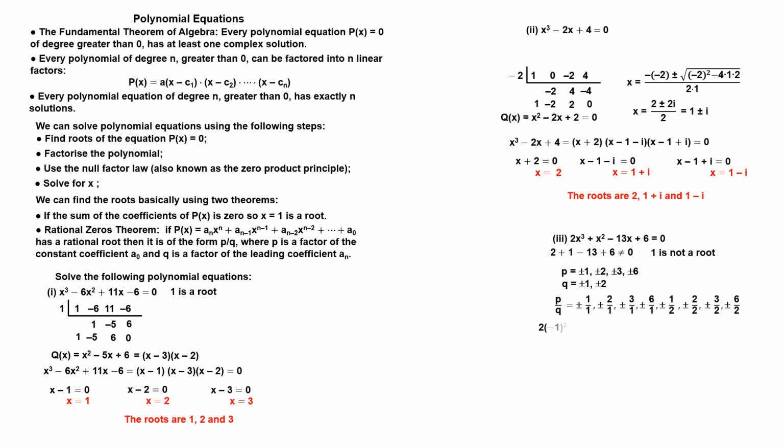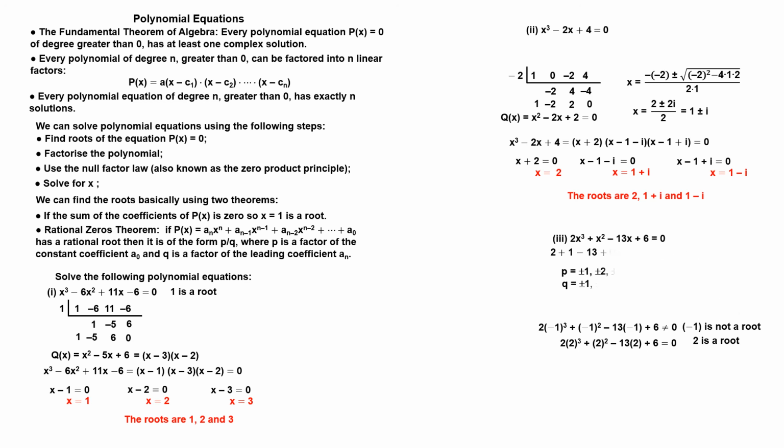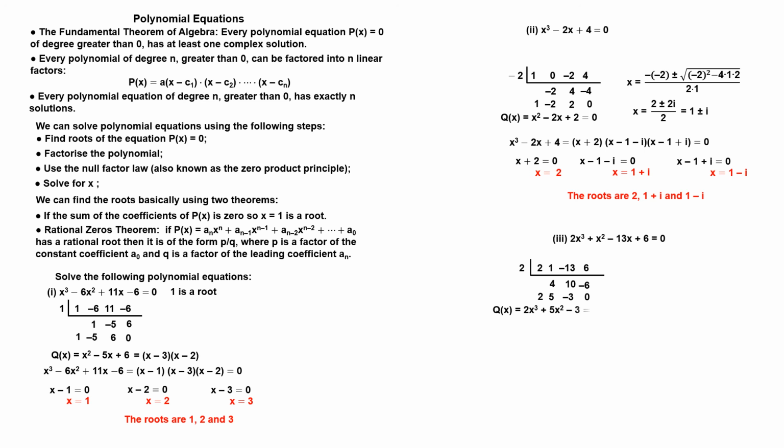We already know that 1 is not a root, so let's try minus 1. Minus 1 is not a root as well. Let's try 2. 2 is a root. We now use synthetic division to find the quotient and then the other roots. We now factorize the polynomial and apply the null factor law to solve the polynomial equation.